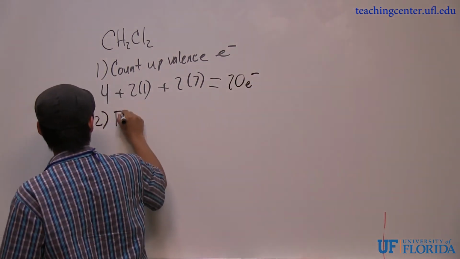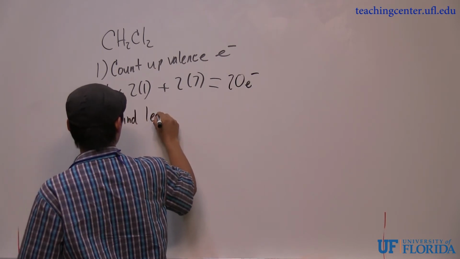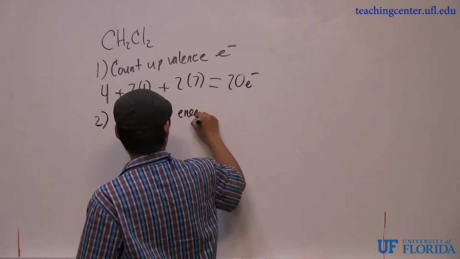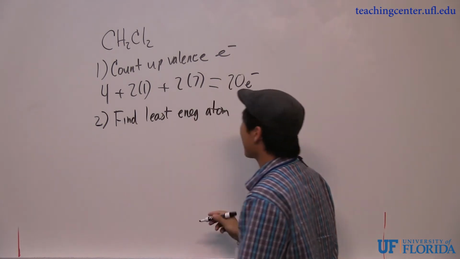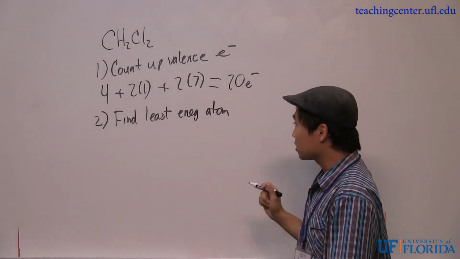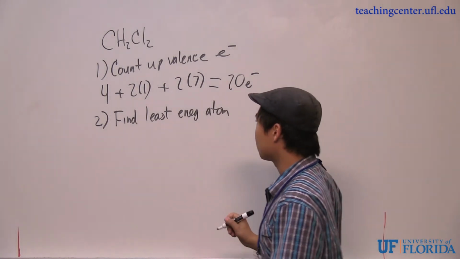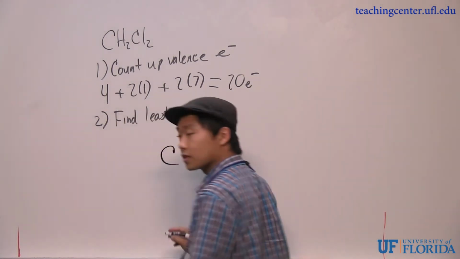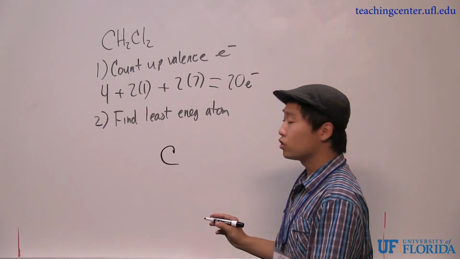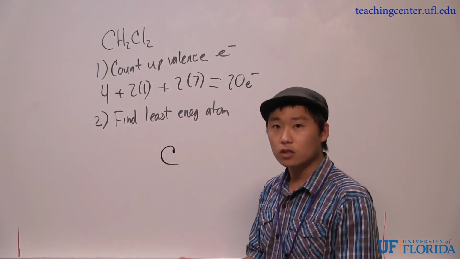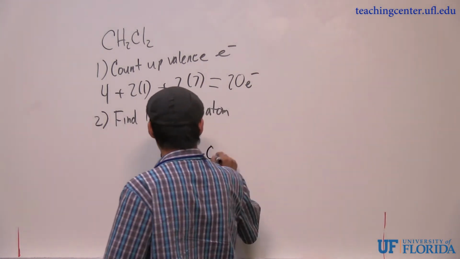Second step, you find your least electronegative atom, and you make it your center. Now, carbon is your least electronegative here. You never make hydrogen your central atom. So you put carbon here, and then finally what you do is you just place all the atoms around your central atom.